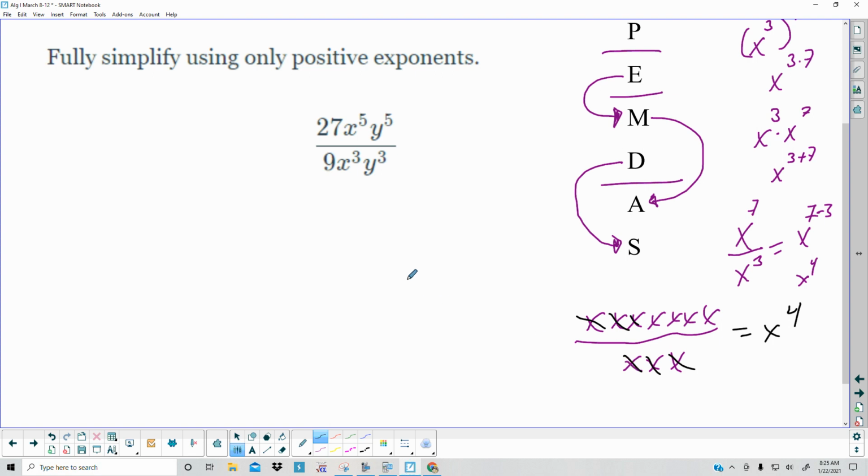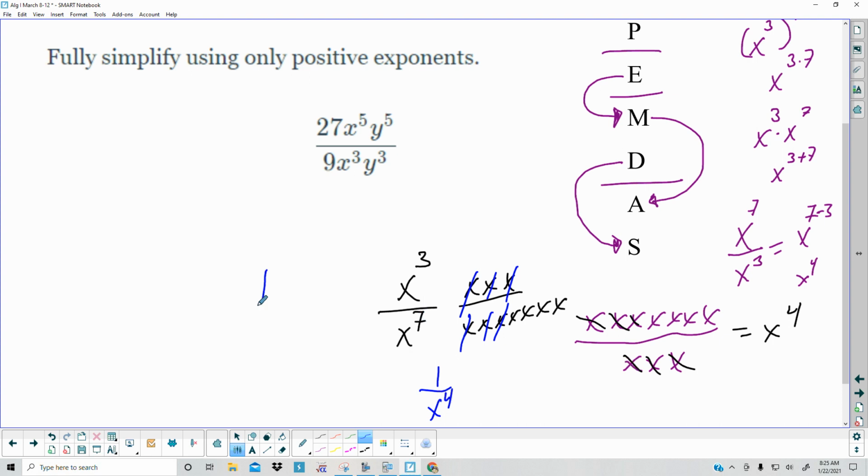Well, you also might ask, what if it was the other way around? What if it was this? Well, that's x times x times x over 1, 2, 3, 4, 5, 6, 7. So then cancel, cancel, cancel, and there are 4 downstairs. But you're still subtracting your exponents, but this time downstairs, because there are more of them downstairs rather than upstairs.